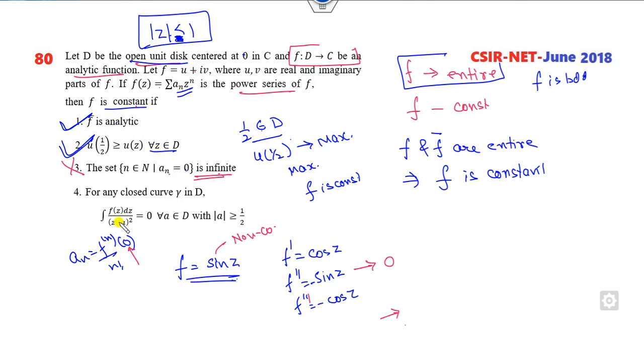You can see here, what is that? This is nothing but my f dash as per the definition of the derivative. So the derivative will be 0, it means this is constant, which is the right answer.